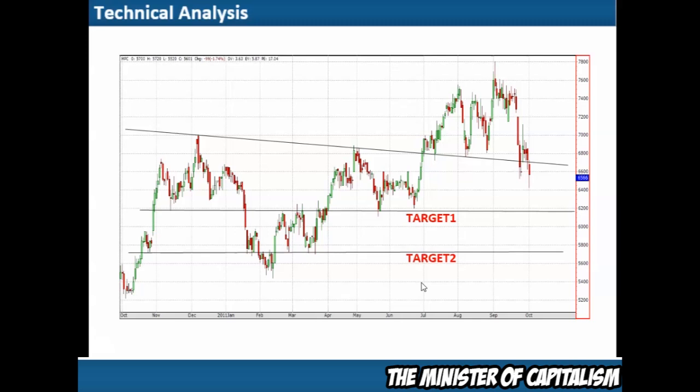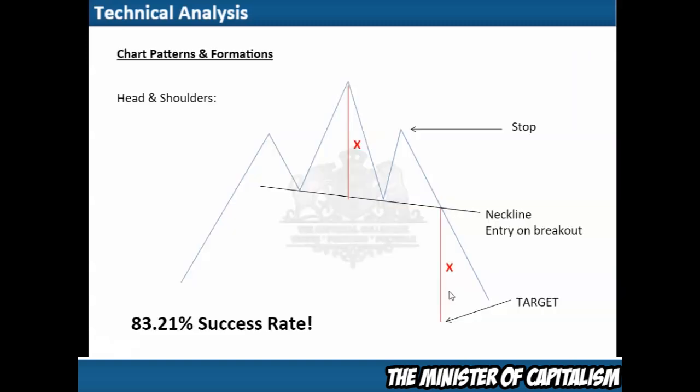So here again, we've drawn in some of our lines to illustrate what's going on. Can you see how drawing in these lines really helps you to establish the trend and what could happen in the future? Okay, so now I'm going to get into some of the most common trading patterns and formations.